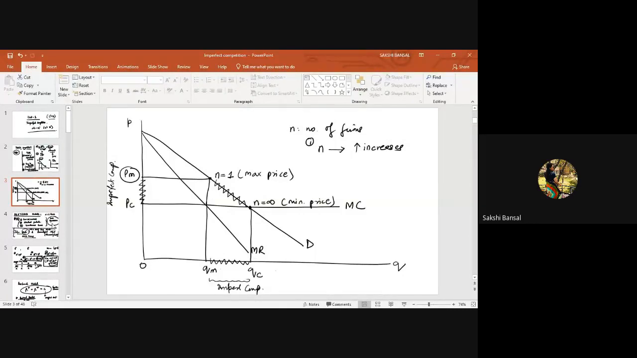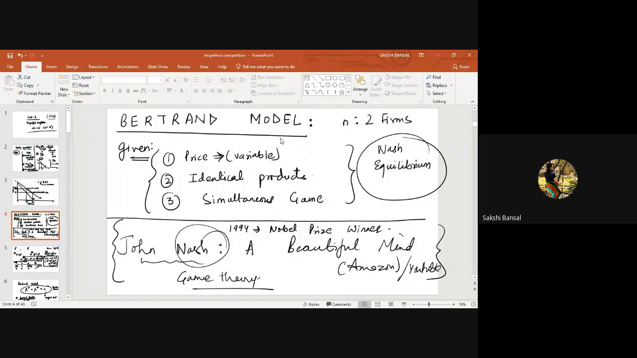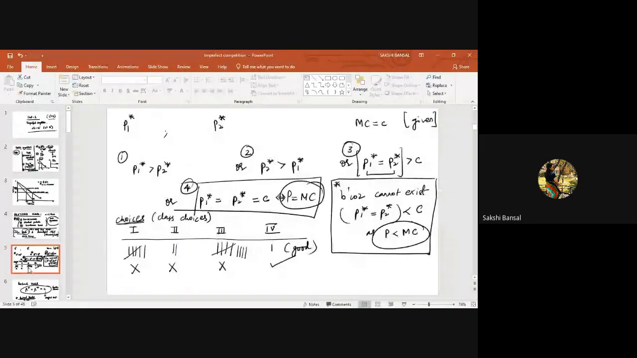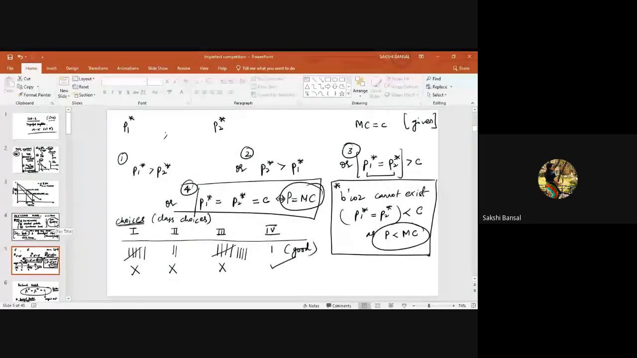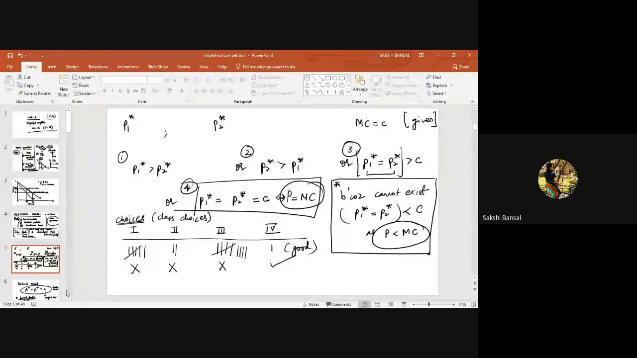Then I've discussed the Bertrand model. In the Bertrand model, the given three things are price is my variable, identical product, and simultaneous game. So when I have these three things as given, now I have to determine my equilibrium level. So my equilibrium level is P1 equals P2 equals marginal cost. I've discussed this in my last lecture.